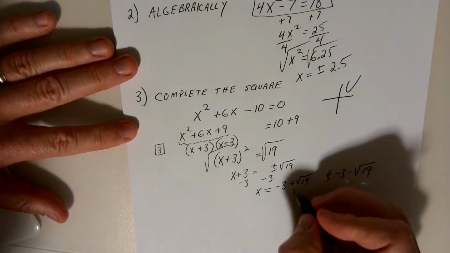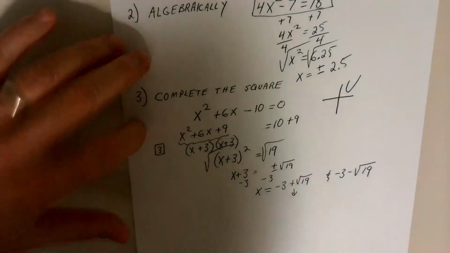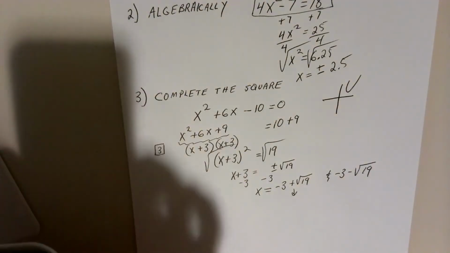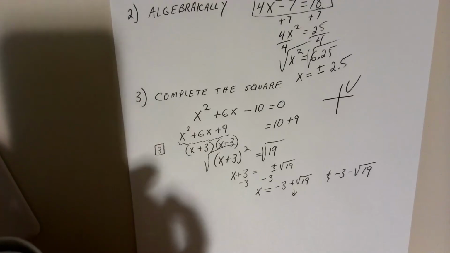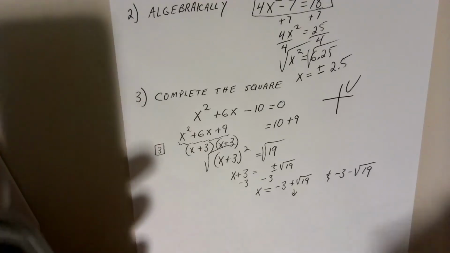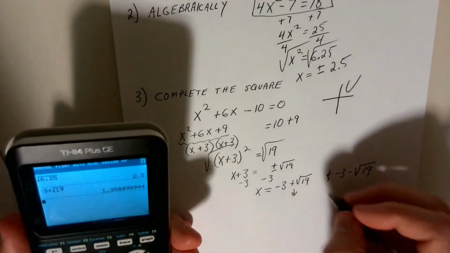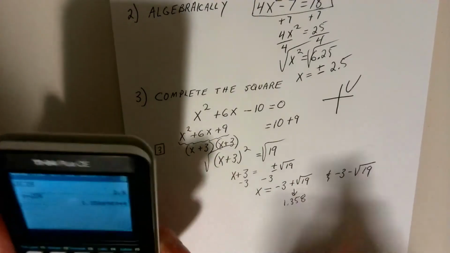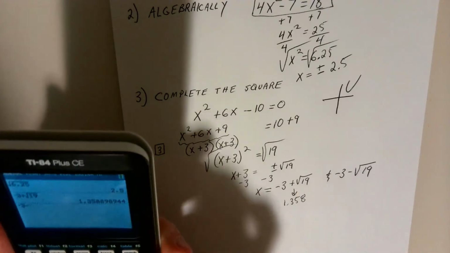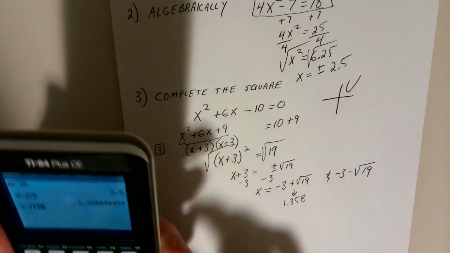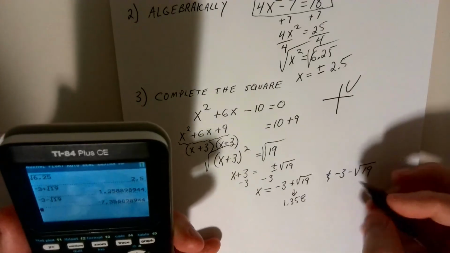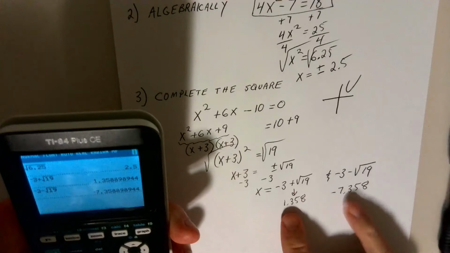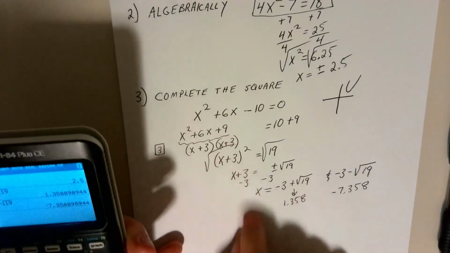I'm going to go ahead and put those into my calculator just so you have approximations right now so you can see those. So negative 3 plus the square root of 19. I'm going to get 1.358. And then negative 3 minus the square root of 19, and I get negative 7.358. Okay, so those are the two things that I get from a process called completing the square.